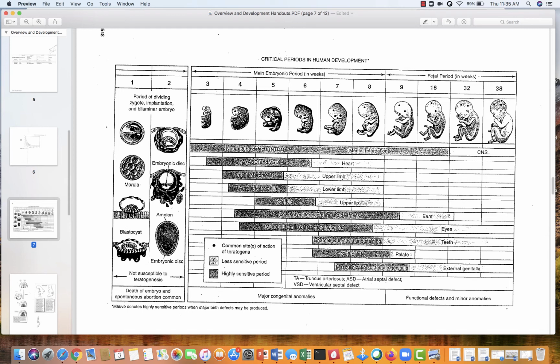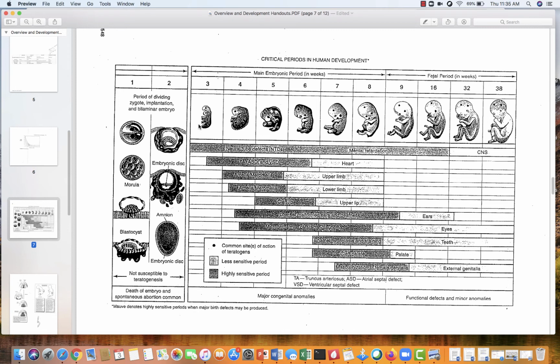Okay, so again, to look at that development, right after fertilization we have the dividing zygote, then development of the morula. Remember, that's a solid ball of about 30 cells. And then here we're looking at the blastocyst with the beginnings of implantation, and then formation of the embryonic disc. And here again, we're looking at the embryonic disc, development of the embryo.